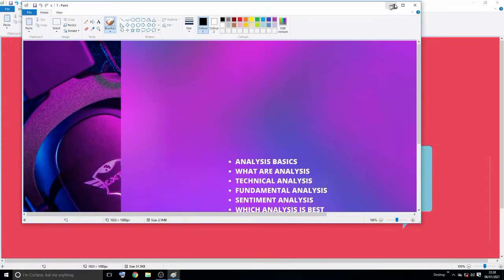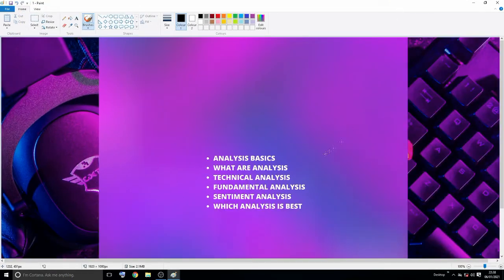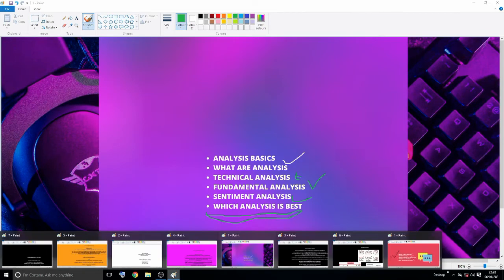So today we are continuing. We will be talking about analysis. I will be explaining what analysis is. I'll also explain the types of analysis, because we have 3 types: technical, fundamental, and sentiment analysis. And then we'll talk a bit about which analysis is the best, which analysis is likely to assist you. So let's continue with this course.